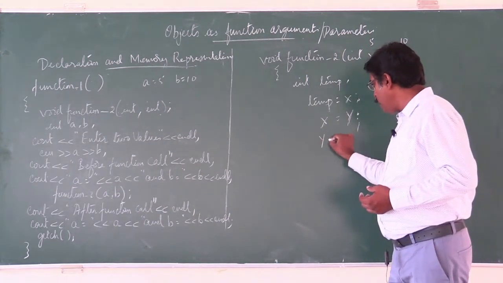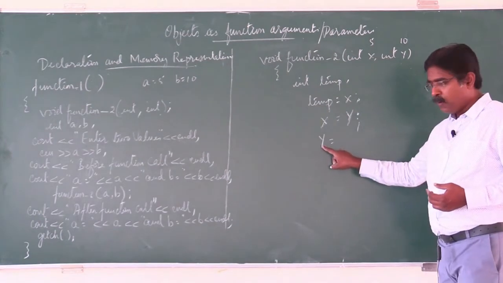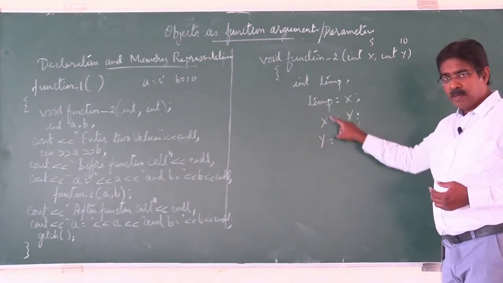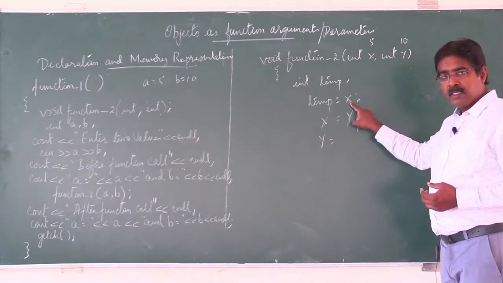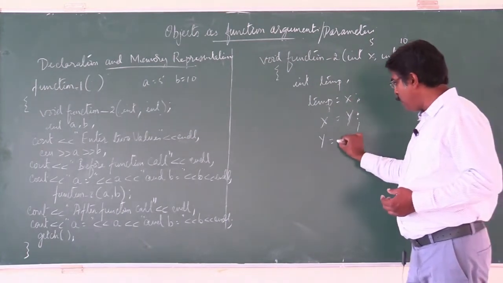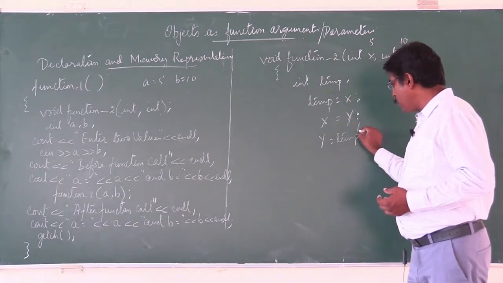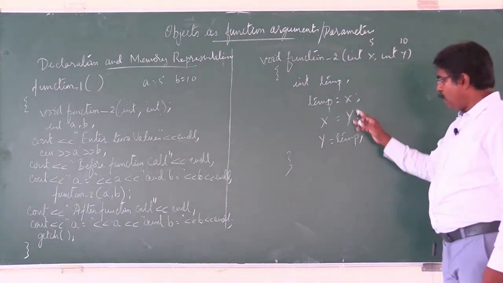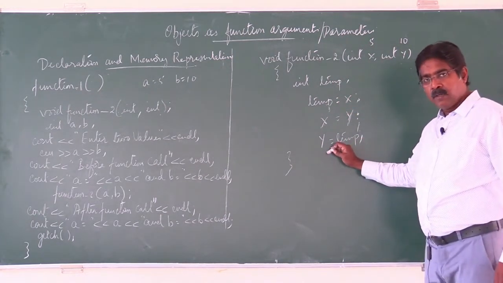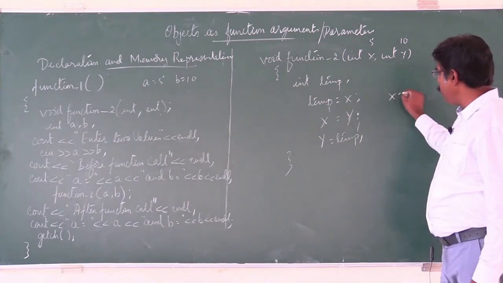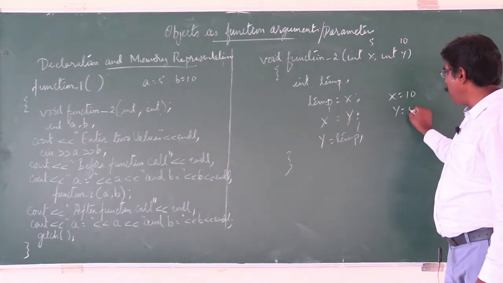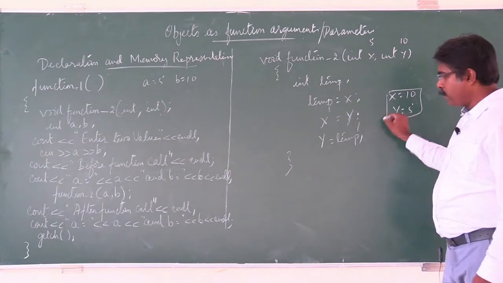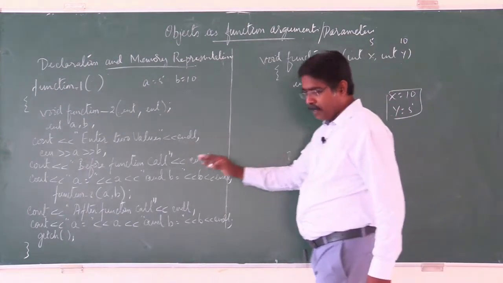Likewise, Y's value will be changed now. Y's value will come from temp, because temp is holding X's value. So I say here, temp. This is about swapping or exchanging 2 values. At the end of this execution, X value will be 10 and Y value will be 5. The control comes back again here.